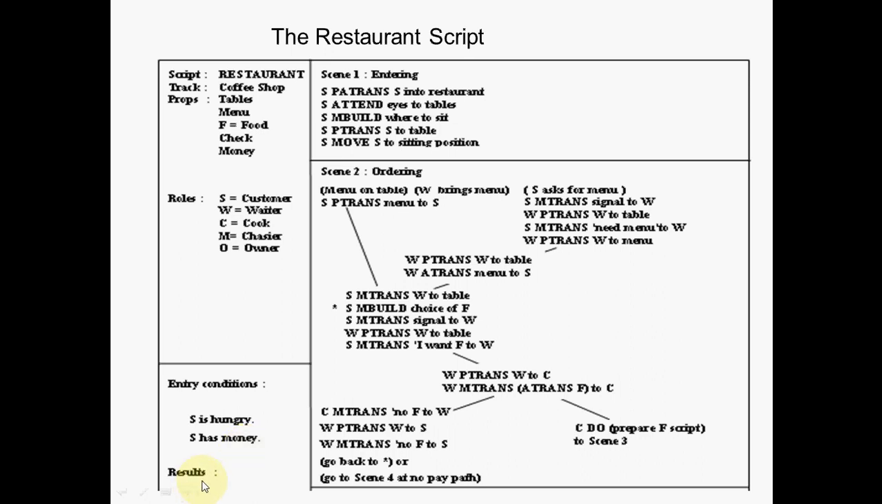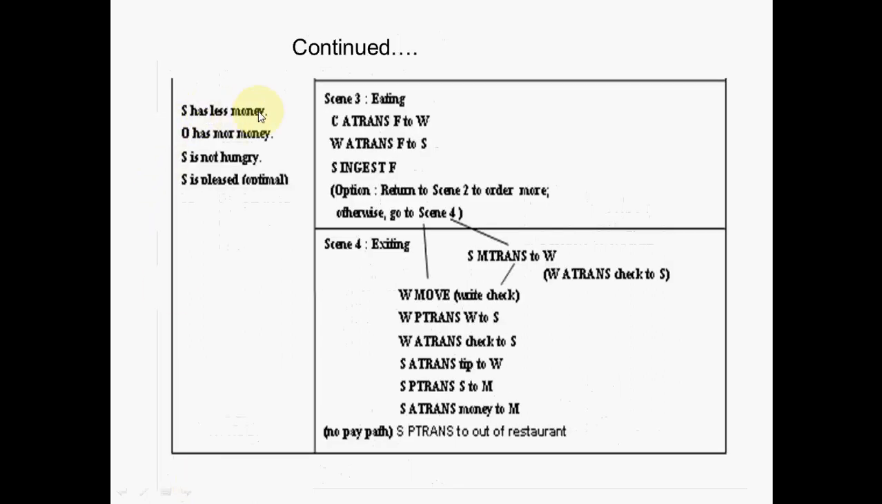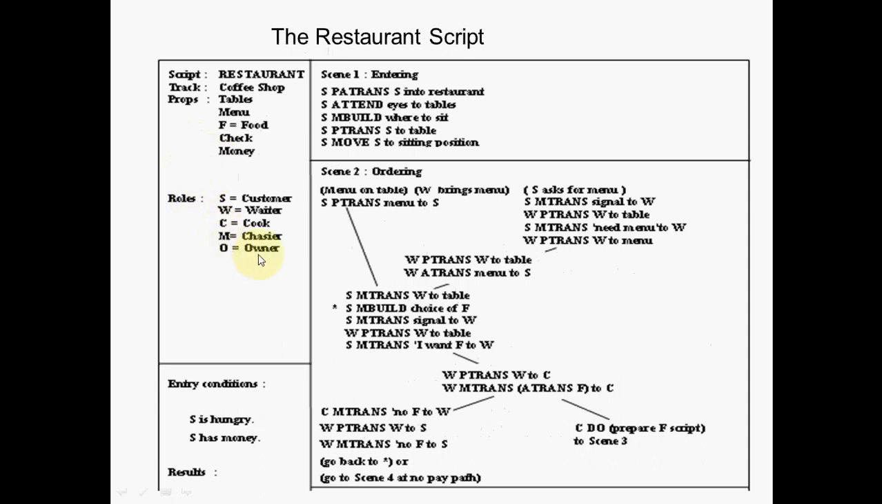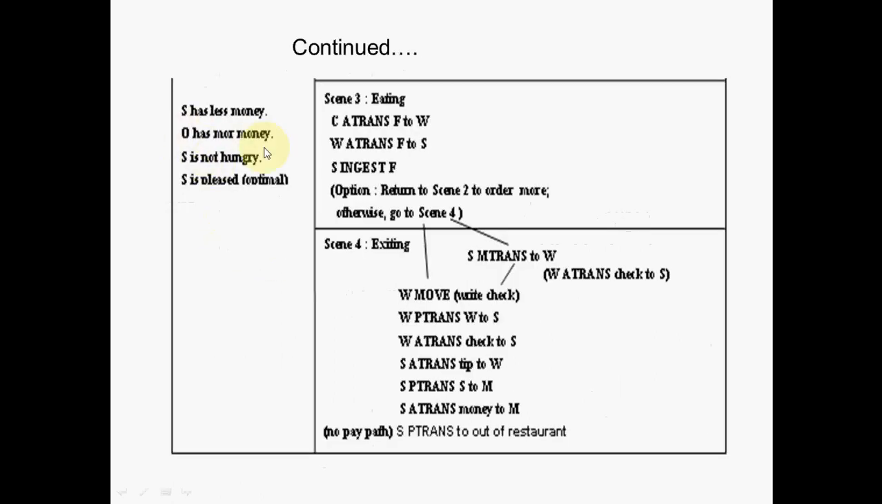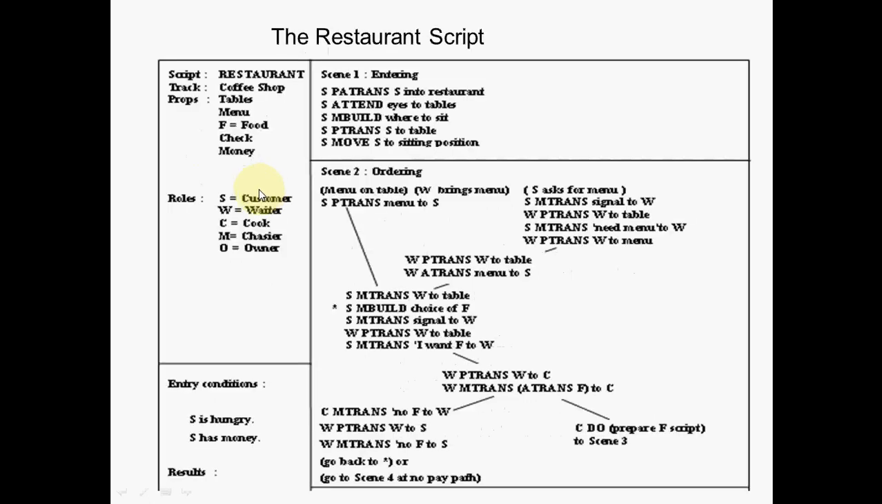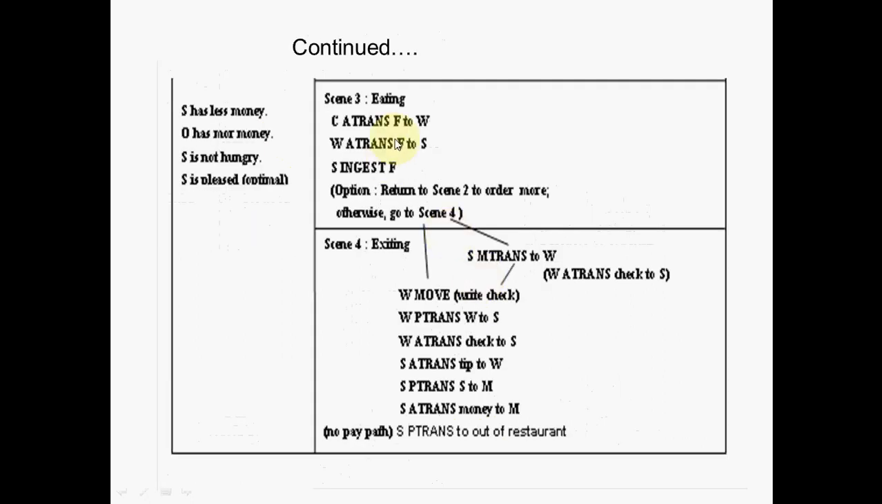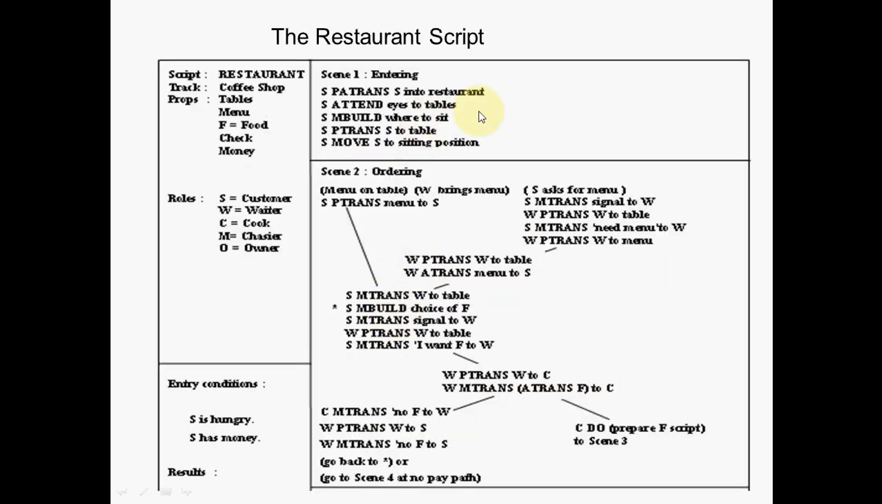Now the result conditions: S has less money. Once you are out of the restaurant after spending a lot of money, you have less money. Who is O? O is the owner. So the owner has more money. S is no longer hungry, because you have had your food. And S is pleased. Now this is optional. You may not be pleased also. And on the right hand side, these are all the scenes that you're going to write.